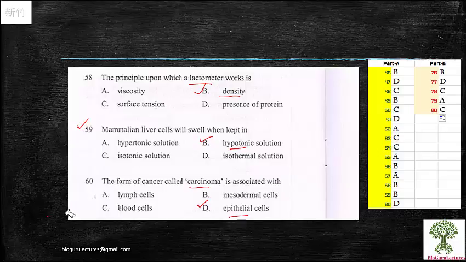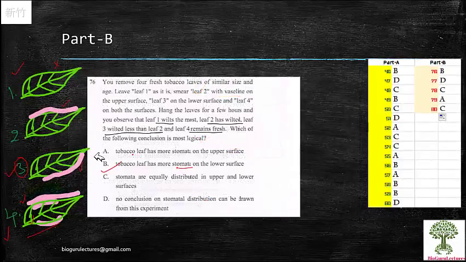Let's look at part B questions. Wow, big question. I already provided you illustrations here. You can check. This question has two parts: the experiment part and the result part. Based on the result, you have to provide the inference, and you have to choose the proper inference out of these options. So first we have four leaves.